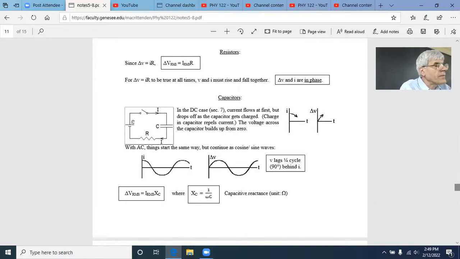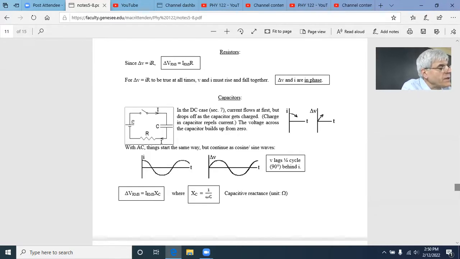The other thing that I want to address for each of these items is the phase angle between the voltage and the current. And for a resistor, this is once again something that follows from Ohm's law. For the instantaneous voltage to be equal to the instantaneous current times the resistance, the volts and the amps would have to rise and fall together. Because as you work your way along the graph, if the voltage doubles, the current doubles. If the voltage goes down, the current goes down.